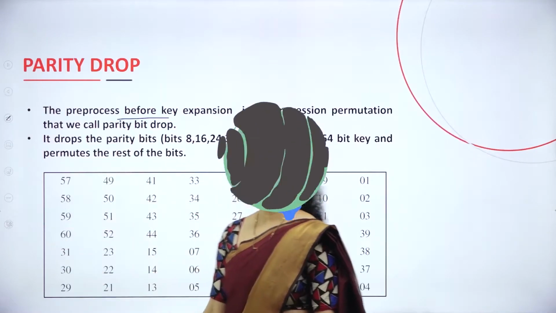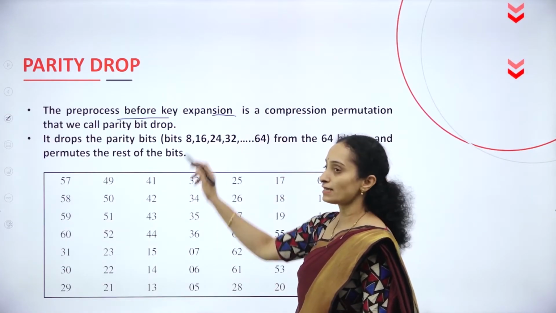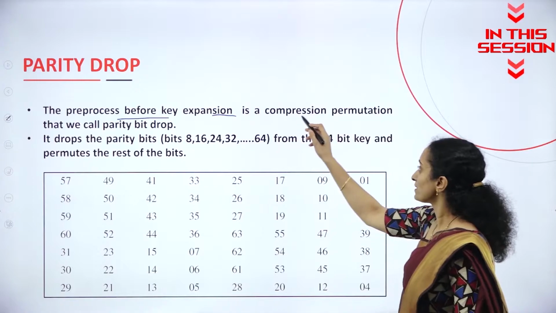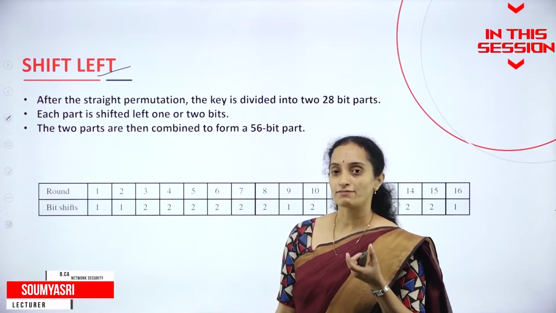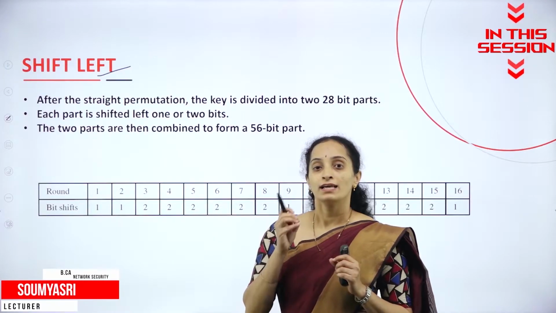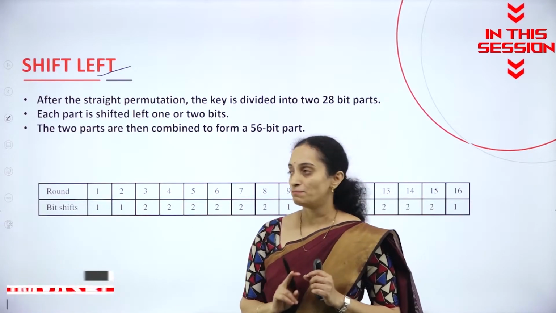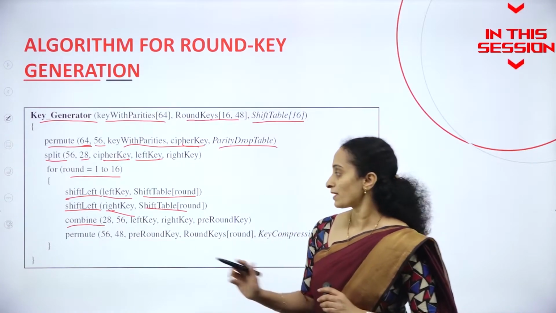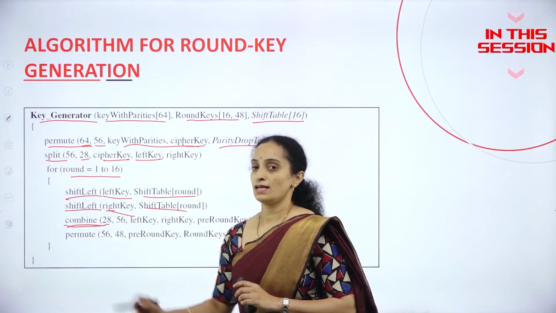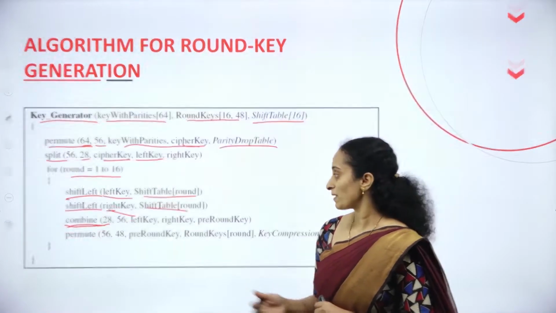The pre-process before the key expansion is a compression permutation box. For shift left hardware and software, we input 28 bits. Once the shift left operation is over, the next function we call is the combine function.